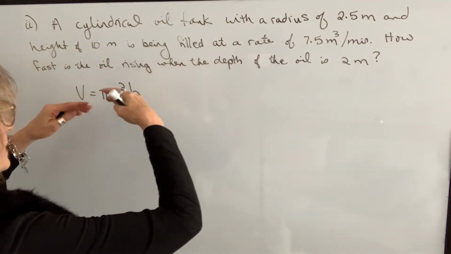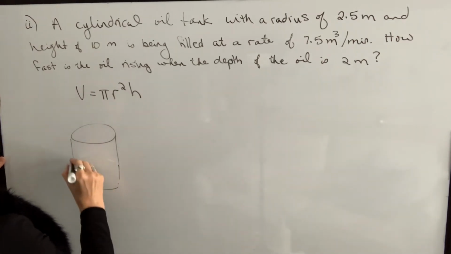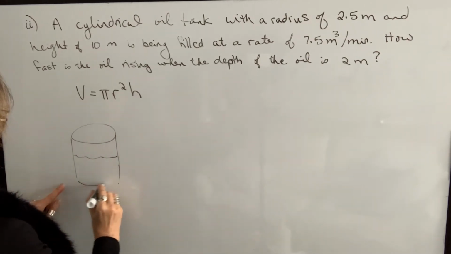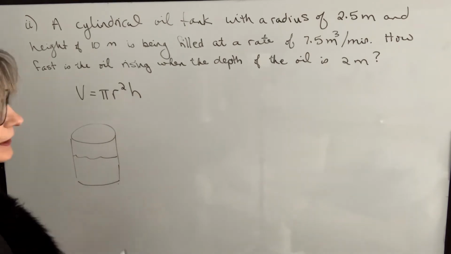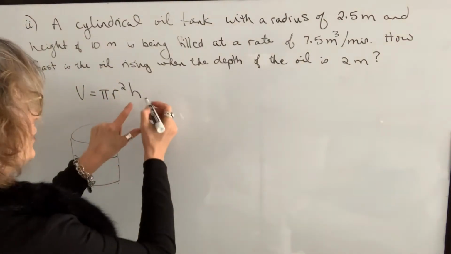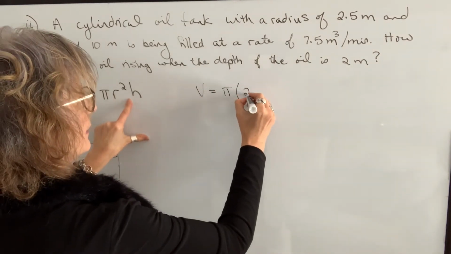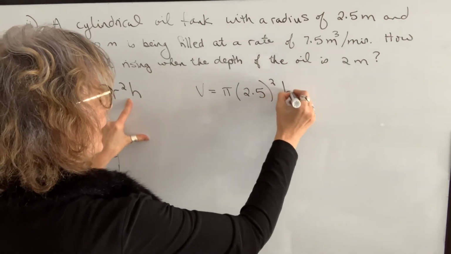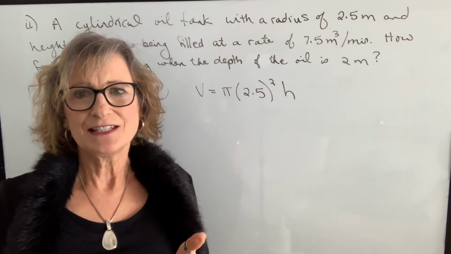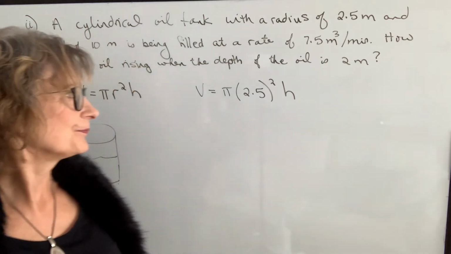If the oil is coming into the tank at a certain rate, the height is changing, the volume of the oil is changing, but the radius stays constant. So we know the radius, therefore we're going to plug it in and not think of it as a variable. When you know one of the variables is constant, the easiest thing to do is put that value in right at the very beginning before you even differentiate.